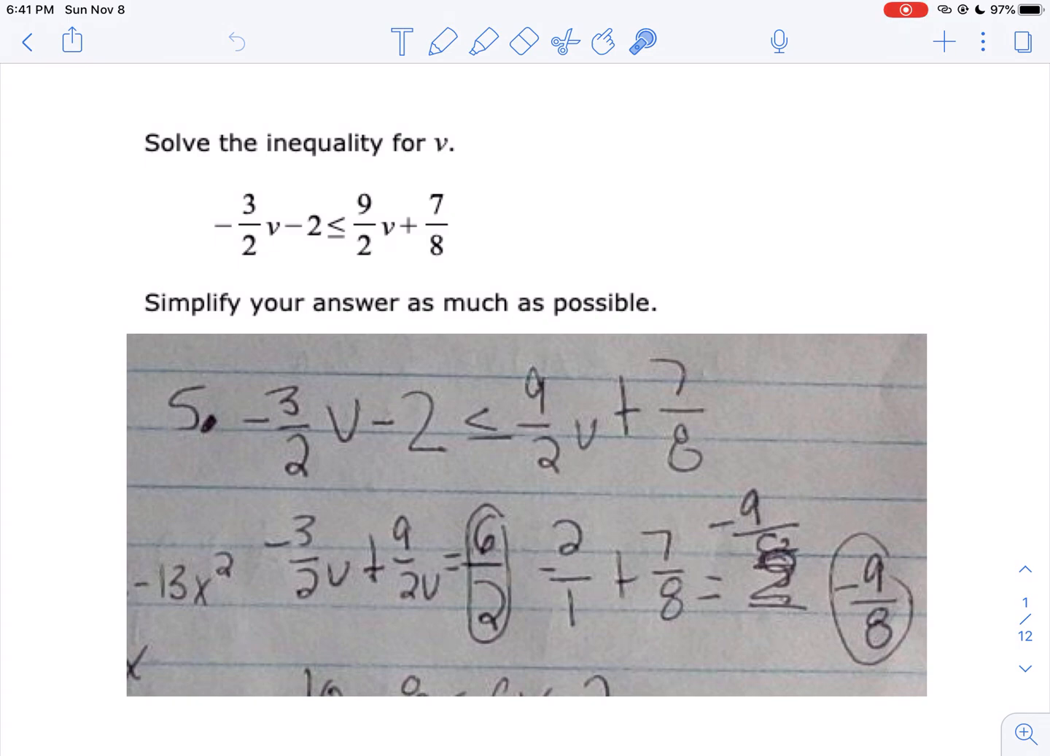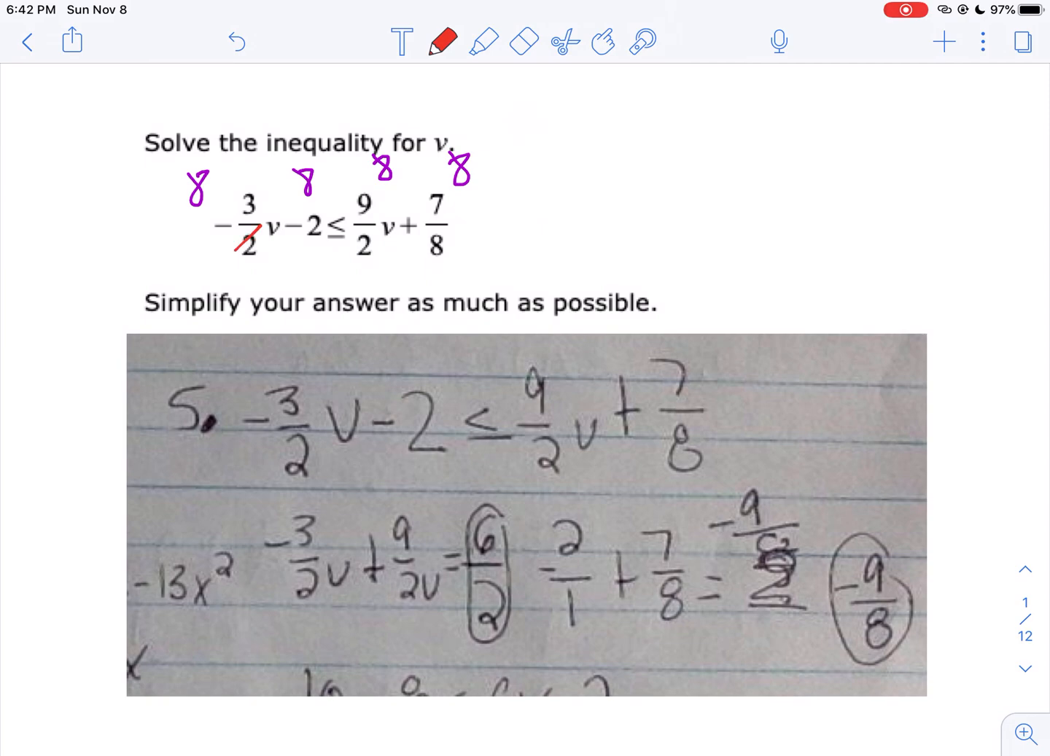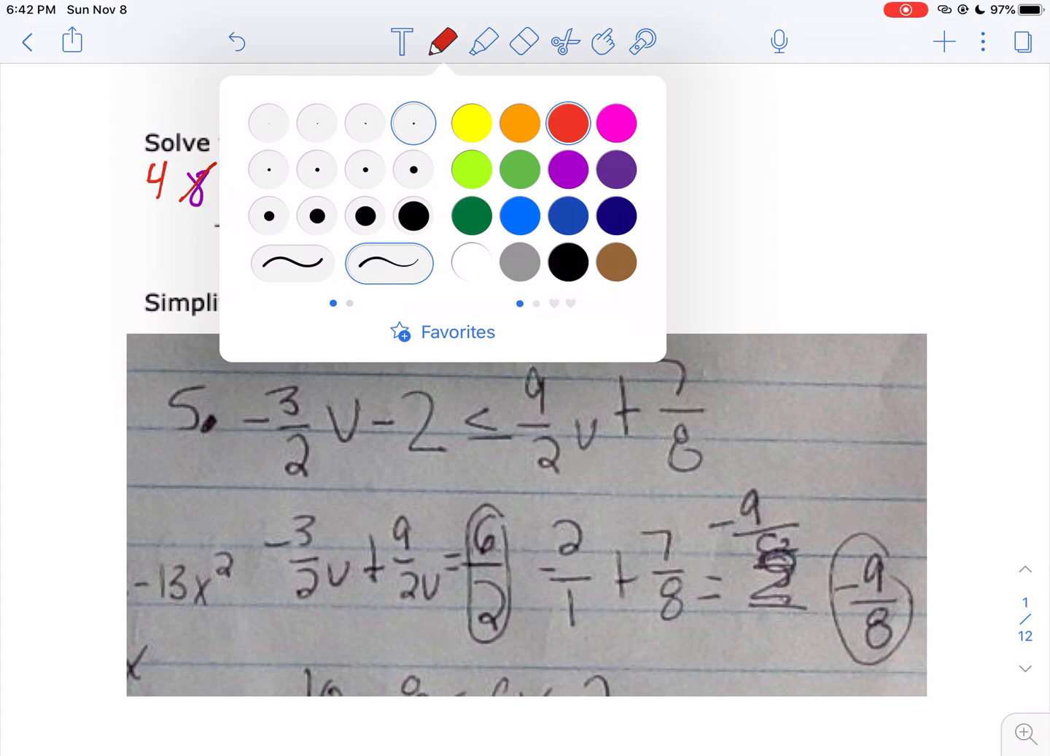Let's approach this problem a little bit different way to try to help you out here. I look at my denominators. My common denominator is 8. So I'm going to take each term and multiply it by 8. Each term is separated by a plus sign, a minus sign, or in this case, our inequality. Notice 2 goes into 8 4 times. So 4 times negative 3v, well, that's going to be negative 12v.